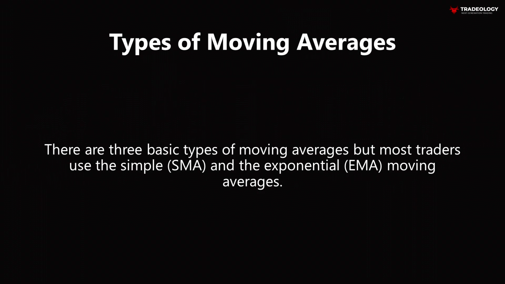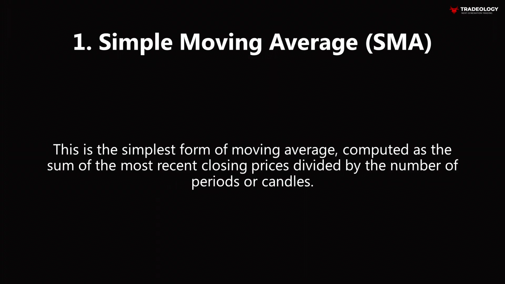Let's have a look at some types of moving averages. There are 3 basic types of moving average, but most traders use the simple, or SMA, and the exponential, or EMA, moving averages. Let's have a look at the simple moving average, or SMA. This is the simplest form of moving average, computed as the sum of the most recent closing prices divided by the number of periods of candles.